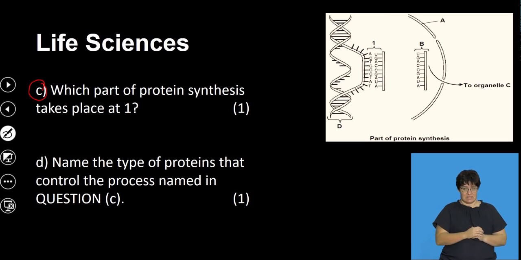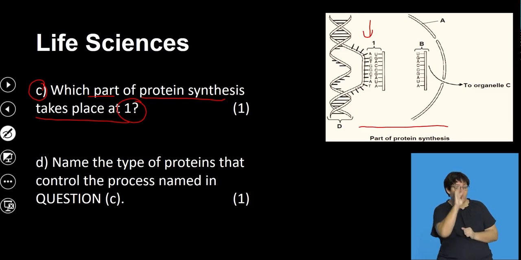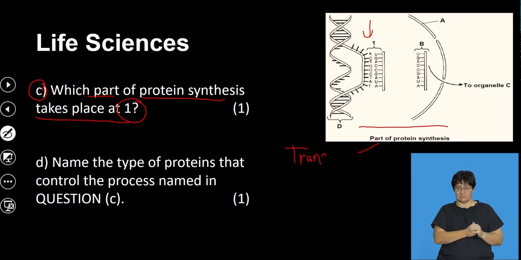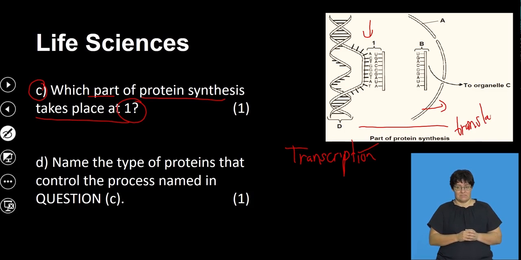Question C. Which part of protein synthesis takes place at 1? Here is the diagram that illustrates a specific part of protein synthesis. Which part of that takes place? If you recollect, protein synthesis occurs in 2 steps. The first step is transcription, and the second step, which occurs outside in the cytoplasm, is called translation.